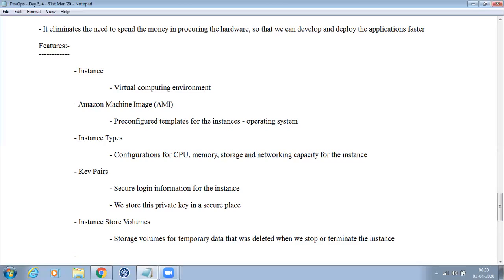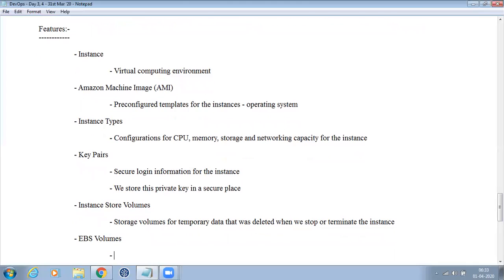Next, EBS volumes. What is EBS volume? Persistent storage volume. Persistent storage volume for the data.